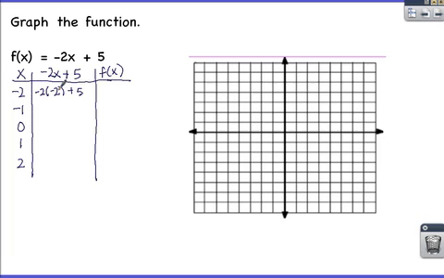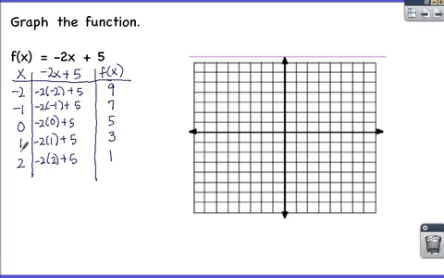Negative 2 times negative 2 is positive 4, plus 5 is 9. Plug in negative 1, and we get 2 plus 5 or 7. Plug in 0. 0 plus 5 is 5. Plug in 1. Negative 2 plus 5 is 3. And finally, plug in 2. Negative 2 times 2 is negative 4, plus 5, which is 1.